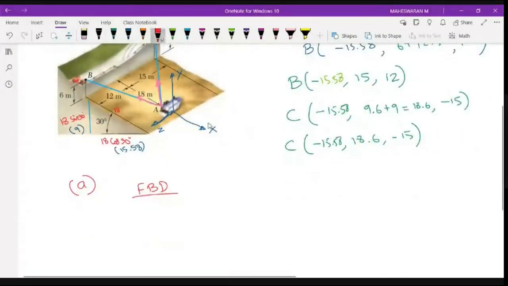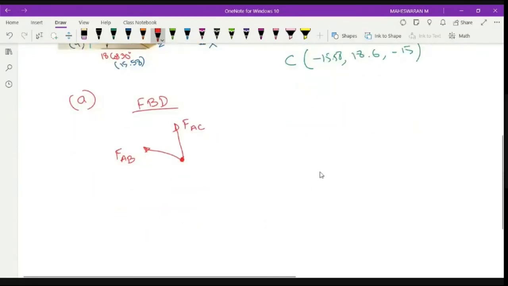Now, if I consider my FBD, the free body diagram, I have only two forces. One is acting like this, which is force AC. The other one is acting like this, which is force AB. I have to find out the resolution of these forces and add them. That's it. Okay, let us proceed.